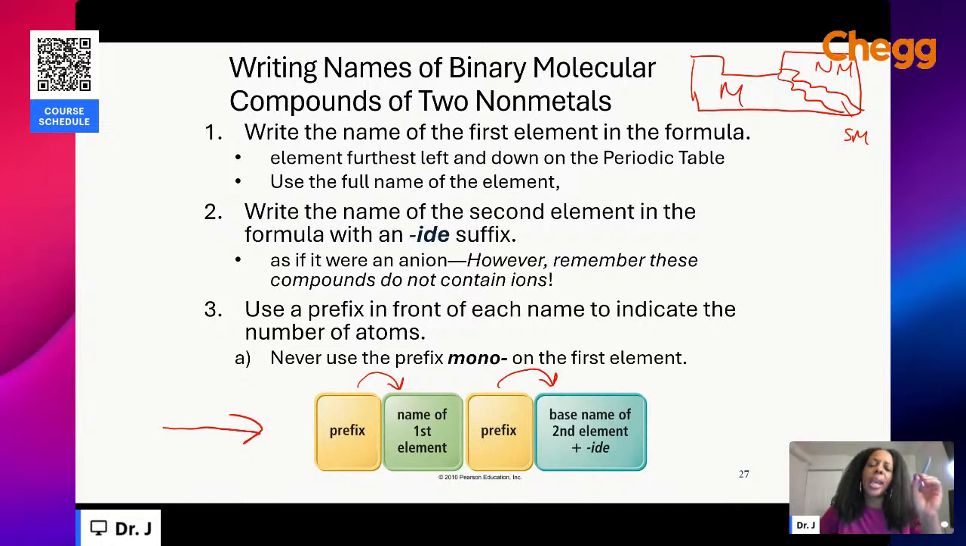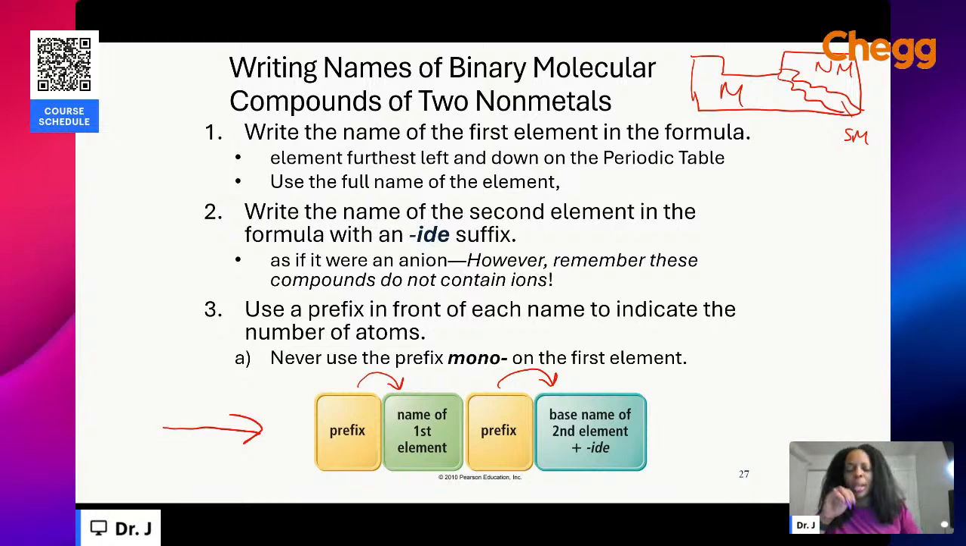But now we take the base of that element and we drop the ending and we're going to add -ide, I-D-E. And so when you see that -ide, like chloride versus chlorine, the -ide indicates that you're dealing with a compound. Like sodium chloride, well, that wasn't the best example because that's an ionic compound. That's an example nonetheless. It's a compound. So the -ide is what you'll see whenever you deal with compounds.